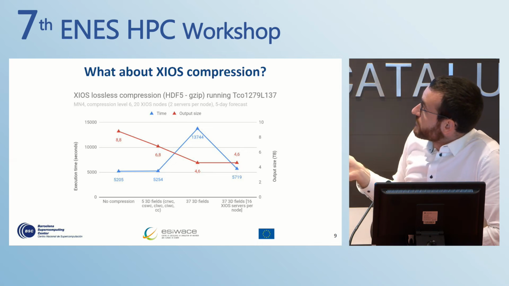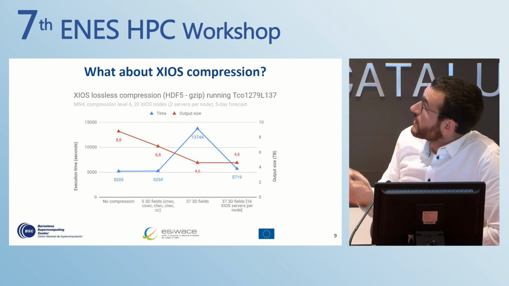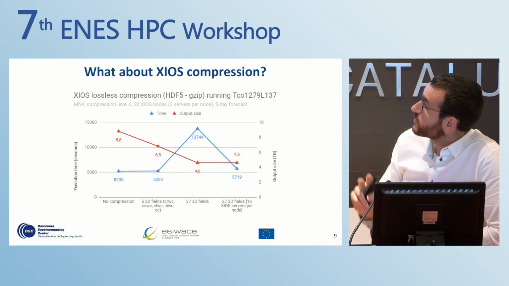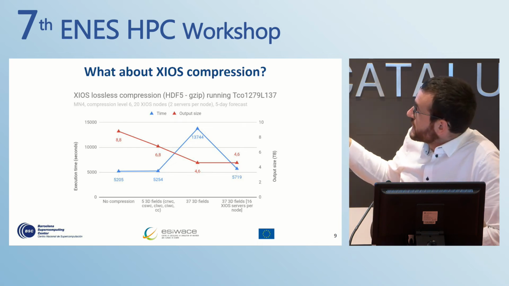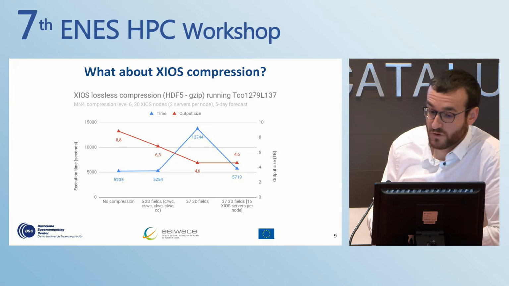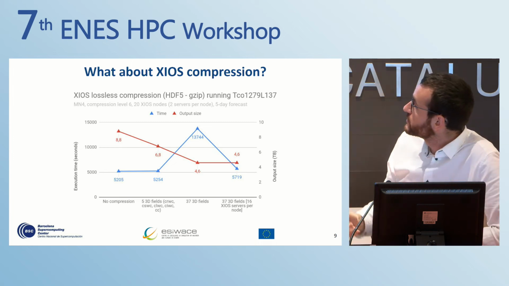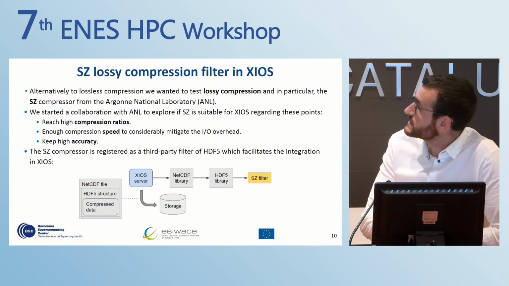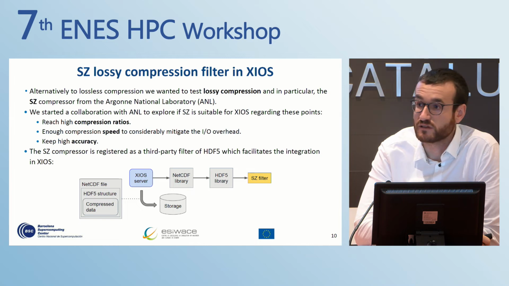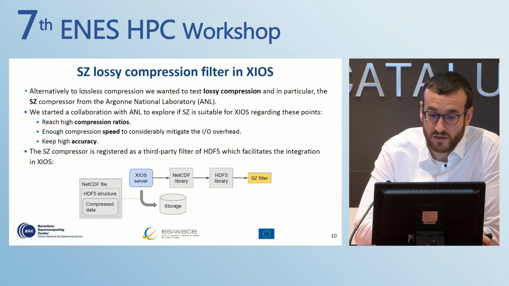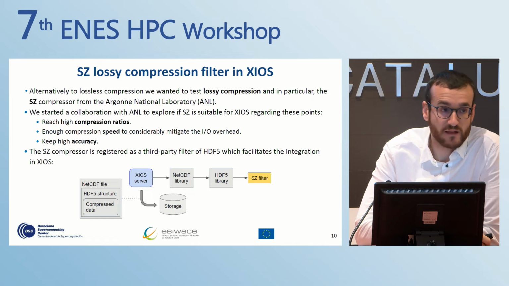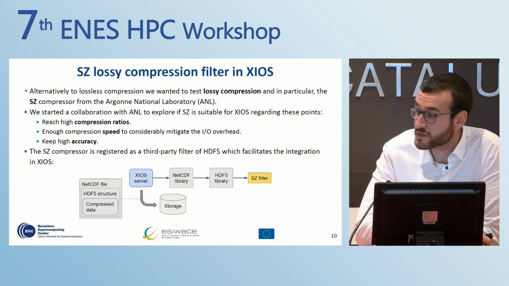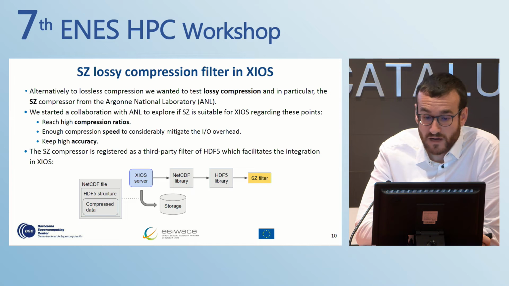In this case, for example, the original configuration is running 20 XIOS nodes and 2 servers per node, so this is 40 XIOS servers. But in this case, instead of 2 XIOS servers per node, we are putting 16 servers per node. So we have to increase the computing power a lot to have a reasonable execution time. Seeing these numbers, we considered using lossy compression. We wanted to test the EZ compressor developed by the Argonne National Laboratory from the US, so we started a collaboration with them to explore if this compressor is suitable for XIOS regarding these 3 points.